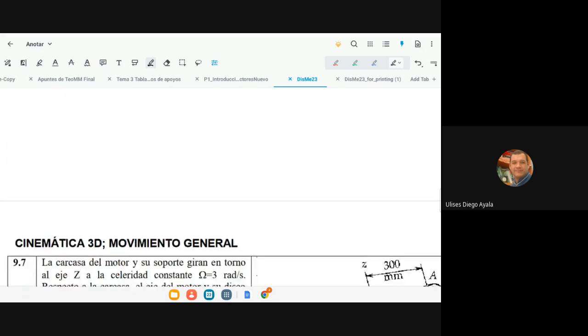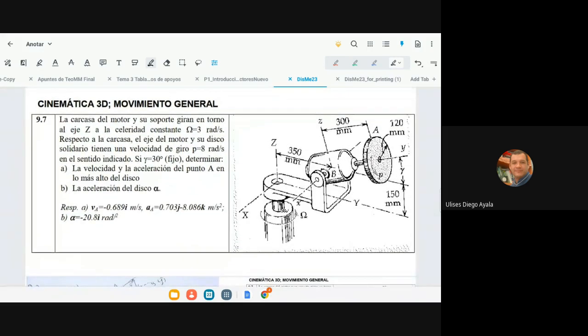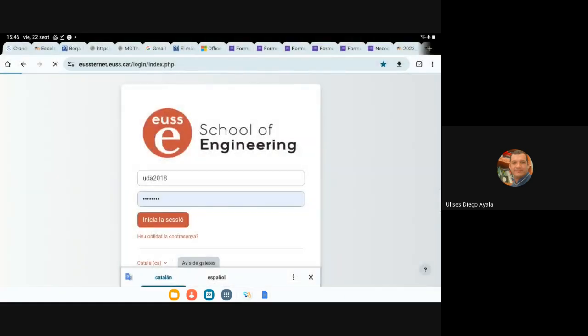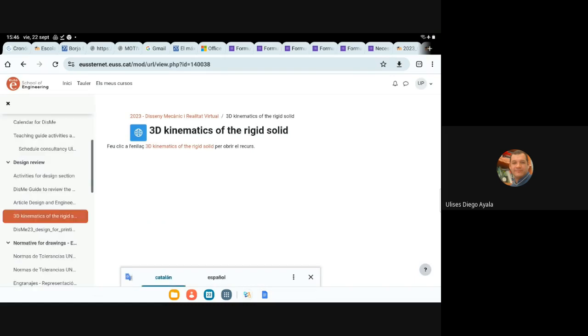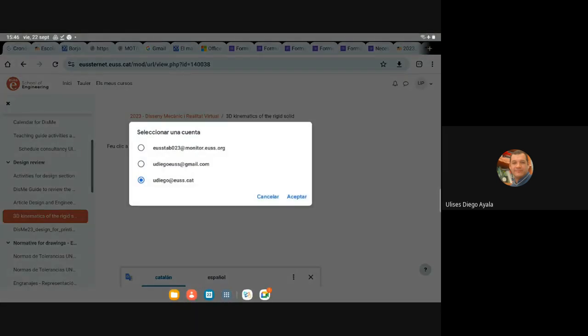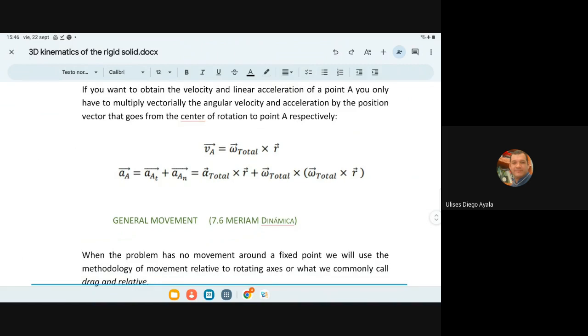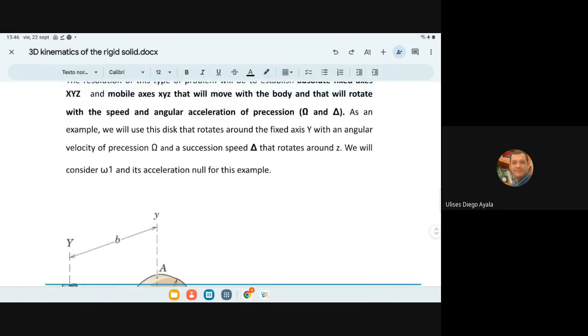Okay. Let's go to the general movement. This is more complicated, but we are not going to go into explaining how this equation works because there is no time for that. Impossible. But what we can do is apply the equations. We have this in 3D, which is in the usernet. So, general movement.